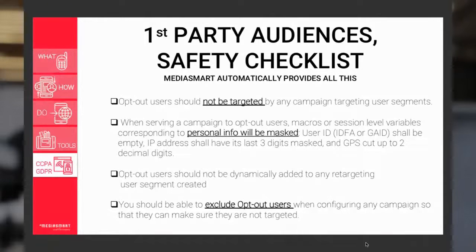The IP address shall have at least a 3-digit mask, and the GPS should be cut up to 2 decimal digits. Opt-out users should not be dynamically added to any retargeting user segment created, and you should be able to exclude opt-out users when configuring any campaign so you can ensure that they are not targeted.